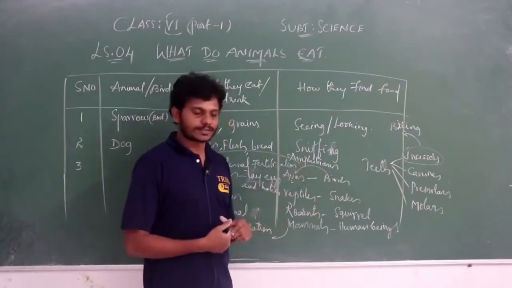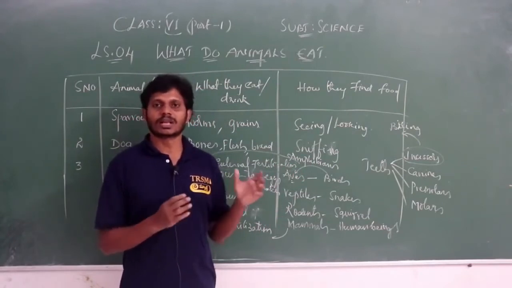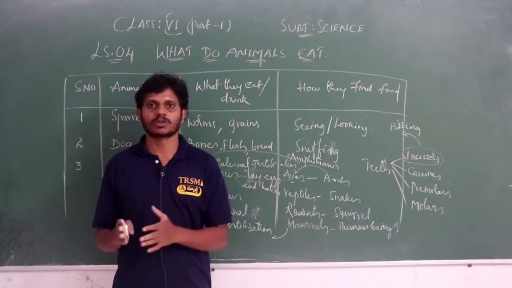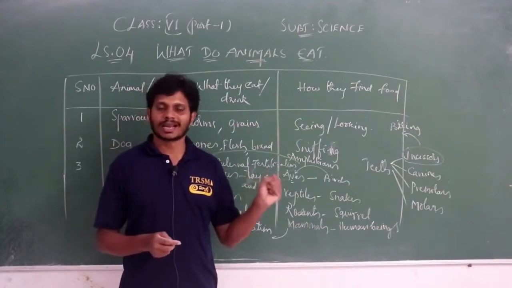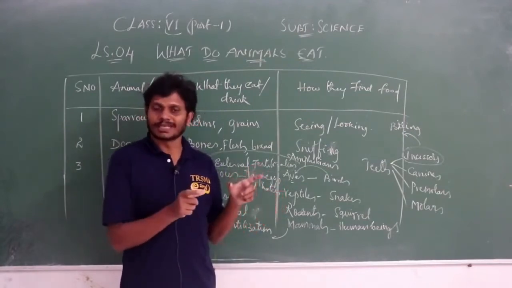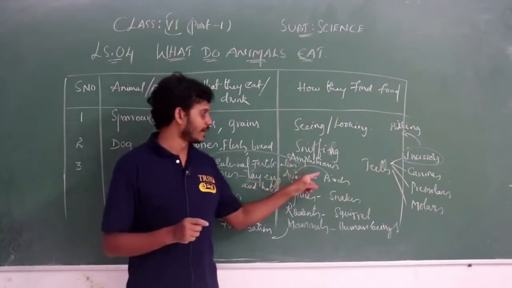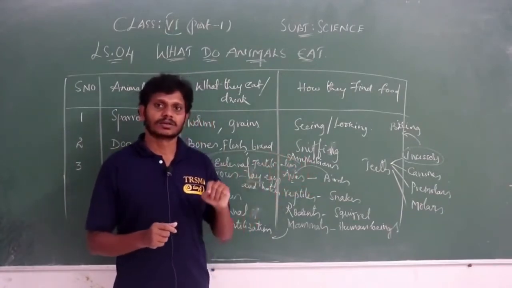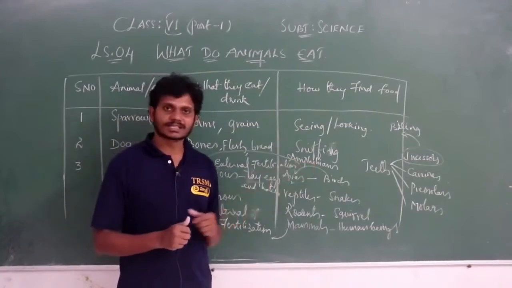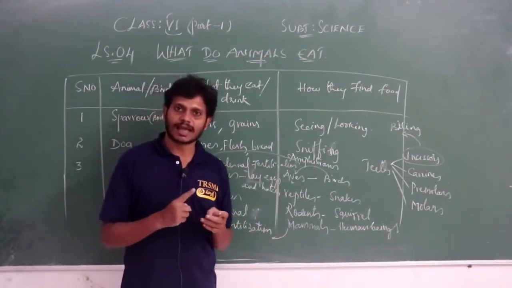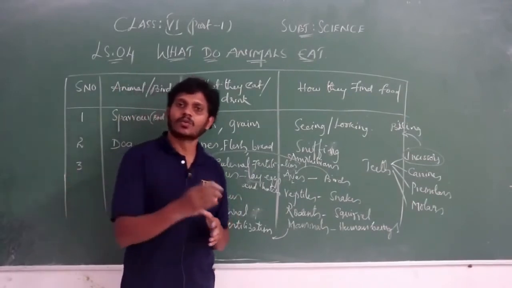Next one is amphibians. Which are said to be amphibians? Organisms which live both on land and in water. Why do I say both? Because they live in water as well as on land. So we call those amphibians. Examples of amphibians are frogs. Frogs come under amphibians. Crocodiles too can live both on land and in water.